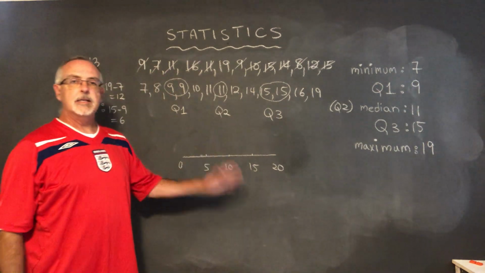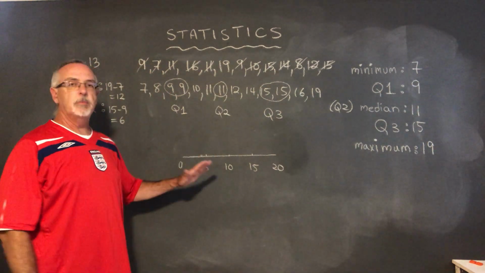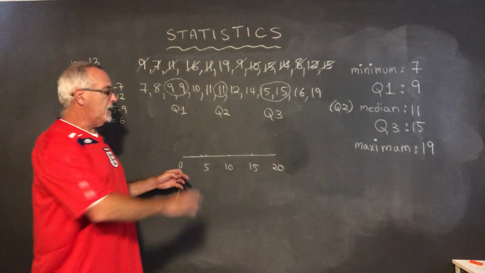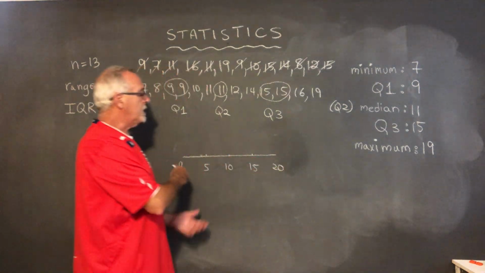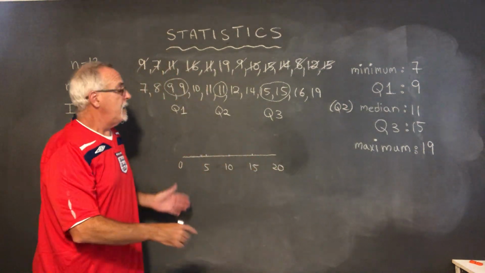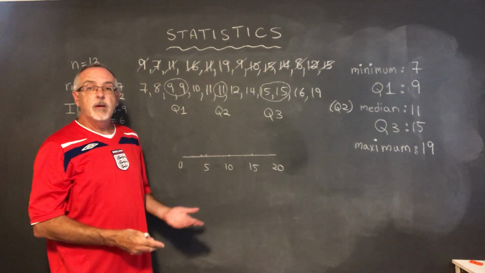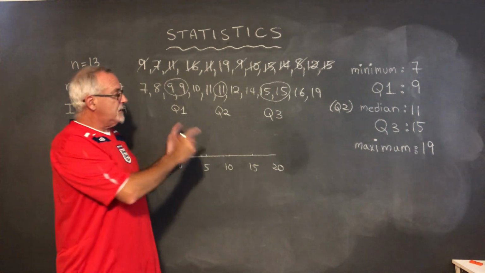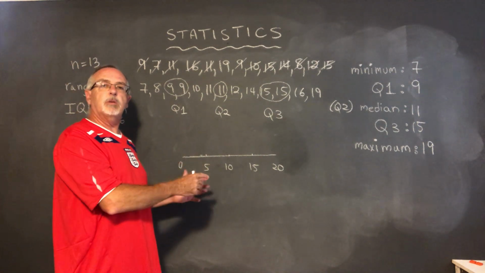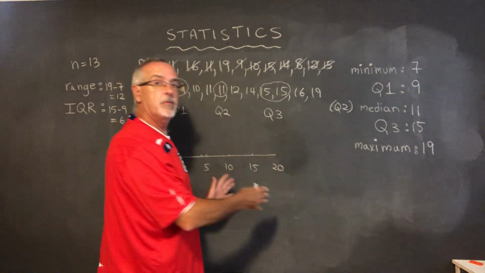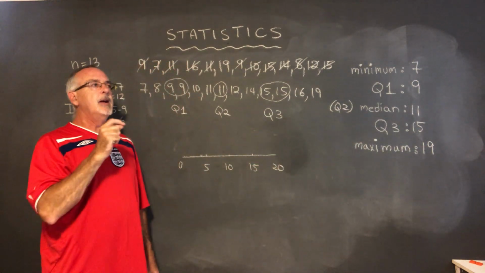Now, I think you can see that there's a lot of flexibility in how we do this. I could have drawn a much longer line and I could have gone up by 2s. I could have drawn a shorter line and gone up by 10s. And I still would be able to draw box plots. One of them would be much bigger, one of them would be much smaller, but all of them would be readable.